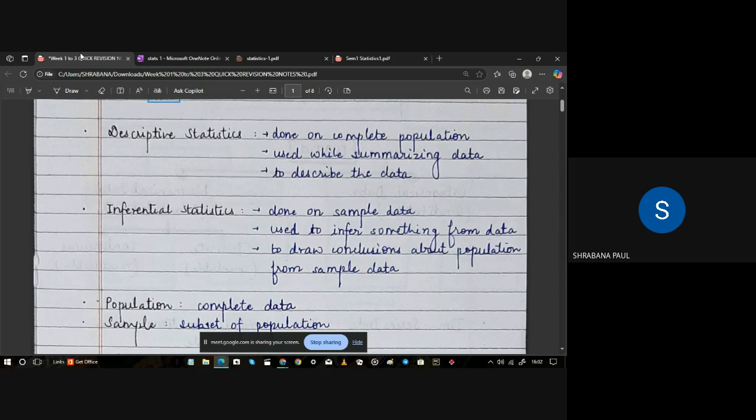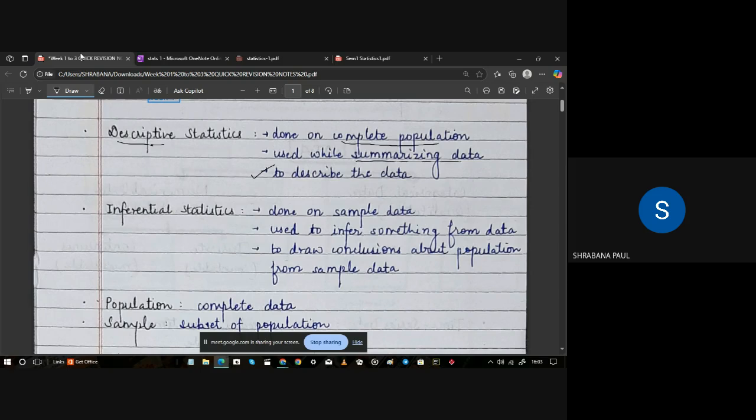So let's begin now with descriptive statistics. What is descriptive statistics? From the word descriptive statistics, we get to know that it describes something. So, descriptive statistics are those statistics which describe the data. It is used on a complete population, and it is used while summarizing the data.